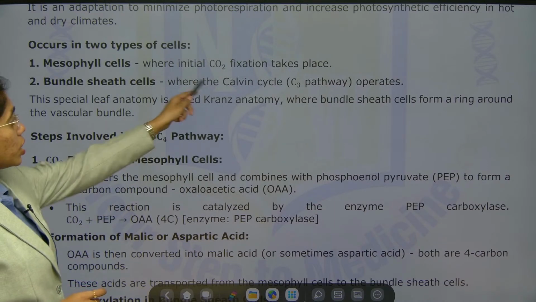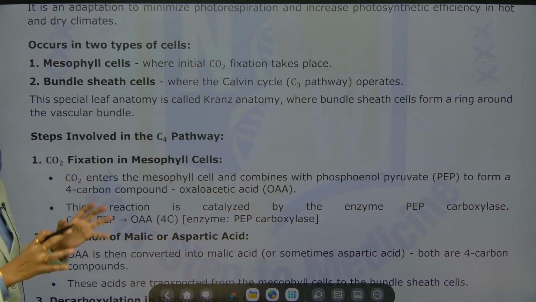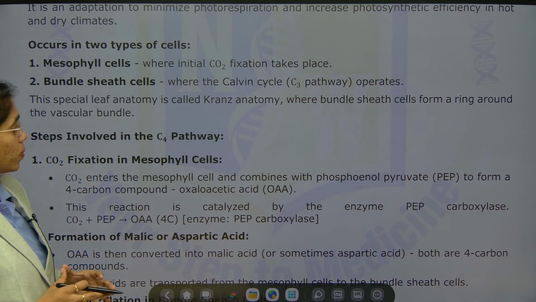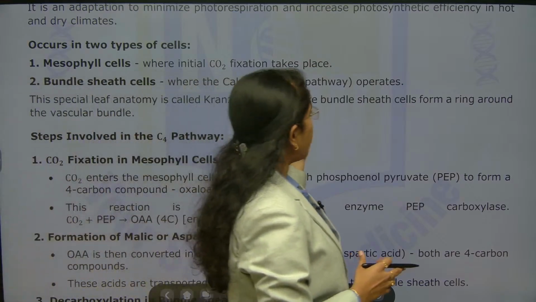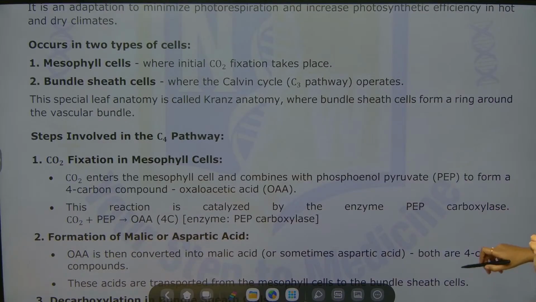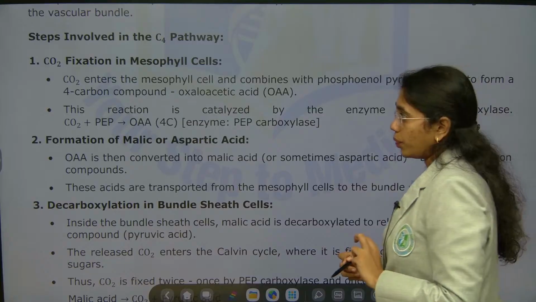In mesophyll cells, initial carbon dioxide fixation will take place. In bundle sheath cells, the Calvin cycle will operate. This special leaf anatomy is called what? Kranz anatomy, where bundle sheath cells form a ring around the vascular bundle. Now the steps which are involved in the C4 pathway.